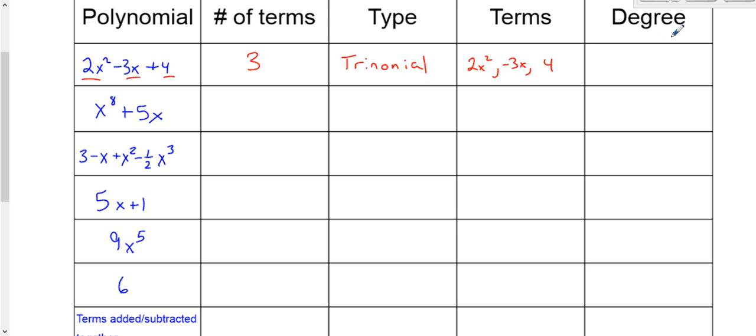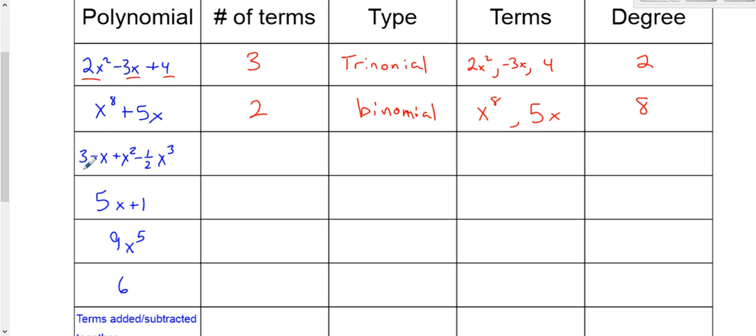And when you talk about the degree of a polynomial, the degree is the largest exponent that you see on the variable that is given. So right now we have a 2 on this one. That's our largest exponent. Therefore, the degree of that polynomial is 2. Looking at the second polynomial, we have 2 terms there, 1 plus sign, so 2 terms. 2 terms is a binomial, like a bicycle has two wheels, so a binomial. The terms themselves are x to the 8th and 5x, and the degree is 8.